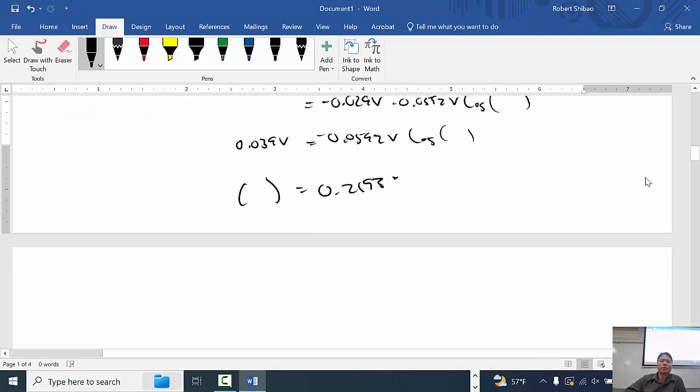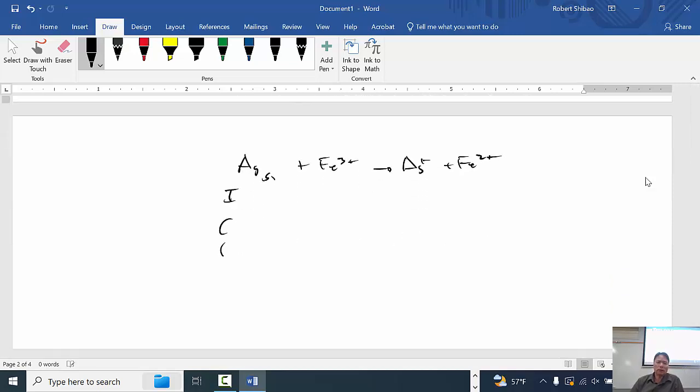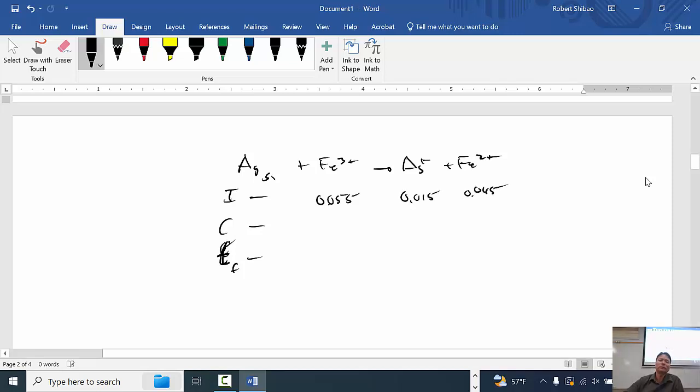this situation where I'm going to work backwards from the ICE table. So this has to be the ratio at T final. And so what we're going to do is we'll just set up the ICE table again. Silver solid plus iron 3 plus goes to silver ion plus iron 2 plus. I'll call this T final here rather than equilibrium. It's not the equilibrium. The battery's still alive. It's not dead. And so the initial was 0.055. The silver was 0.015. This is 0.045. That was the case.